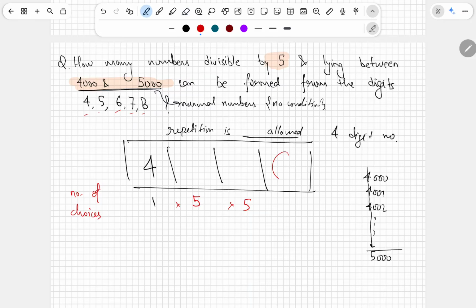And when we are talking about the last place, the number has to be divisible by 5. I can either put 0 or 5, but 0 is not in the sample space, only 5 is there. So again I am left with only one choice. So the answer is going to be 25 choices.